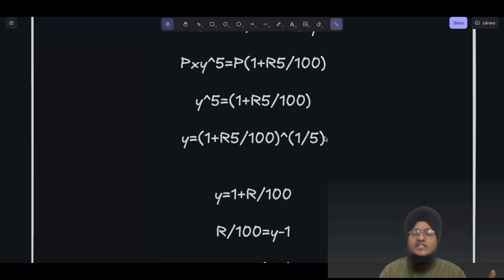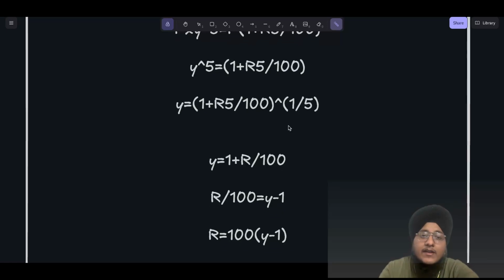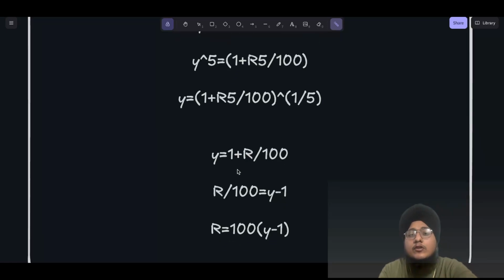So those who don't understand what power 1 by 5 means, if it's power 1 by 2, it means square root. If it's power 1 by 3, it means cube root. If it's power 1 by 5, it's 5th root, right? In layman's terms. So this is an important formula. Remember this. And Y is equal to 1 plus R by 100. So R becomes 100 into Y minus 1. Let's do an oral calculation, shall we?